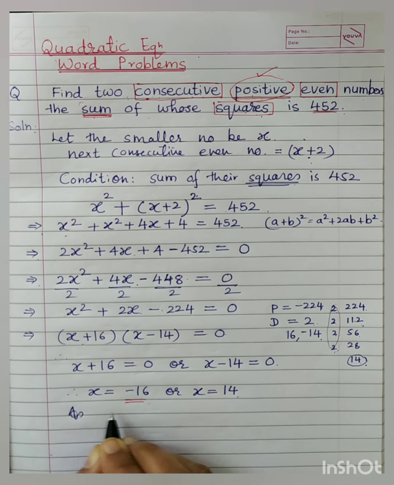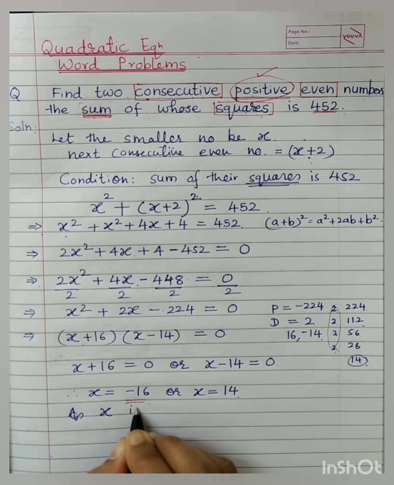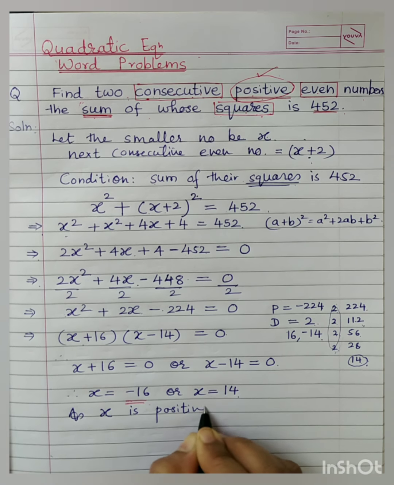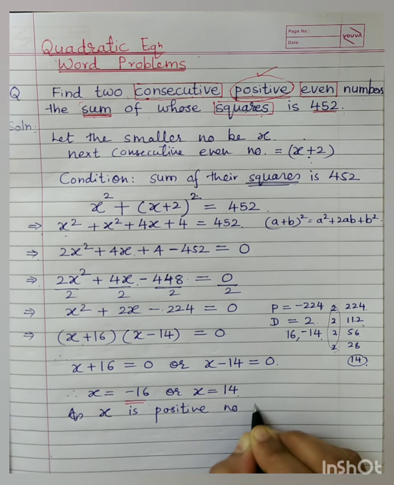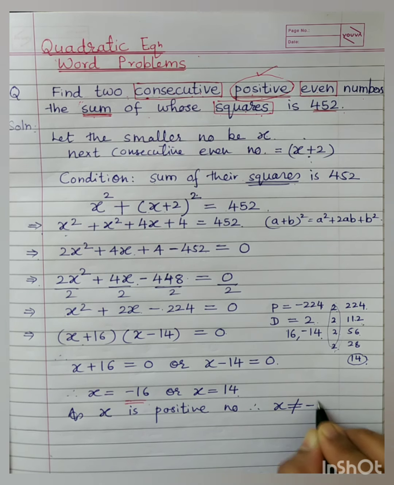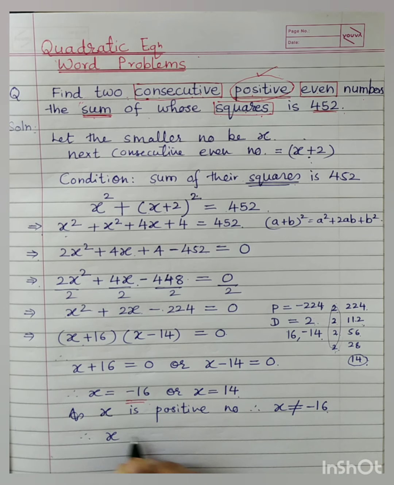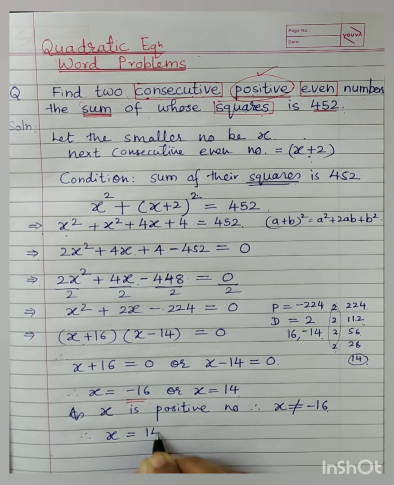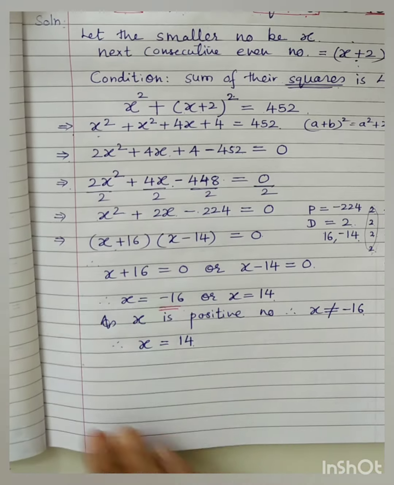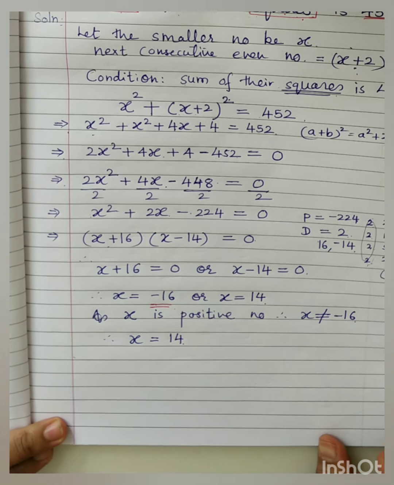As x is a positive number, therefore x cannot be negative 16. Therefore x is equal to 14. We have found the first value of x. X is 14. And now we can write the answer here, right?